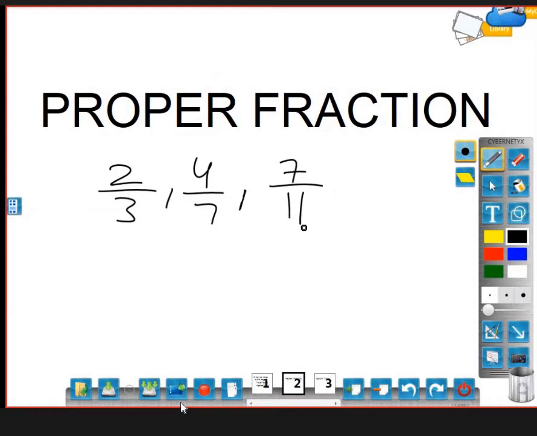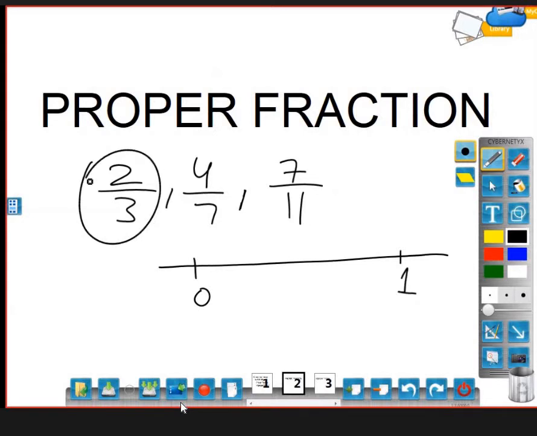All proper fractions lie between 0 and 1. All proper fractions are less than 1. If you convert them into decimals, you will find that all proper fractions are less than 1 and greater than 0. So we draw a line. Here we draw 0 and here we draw 1.